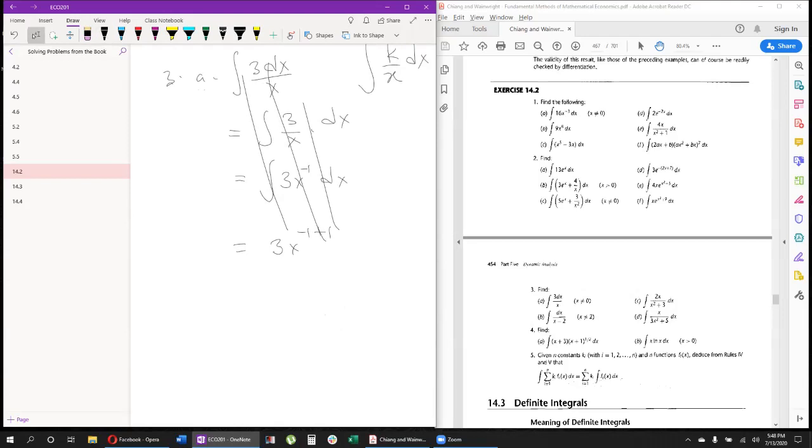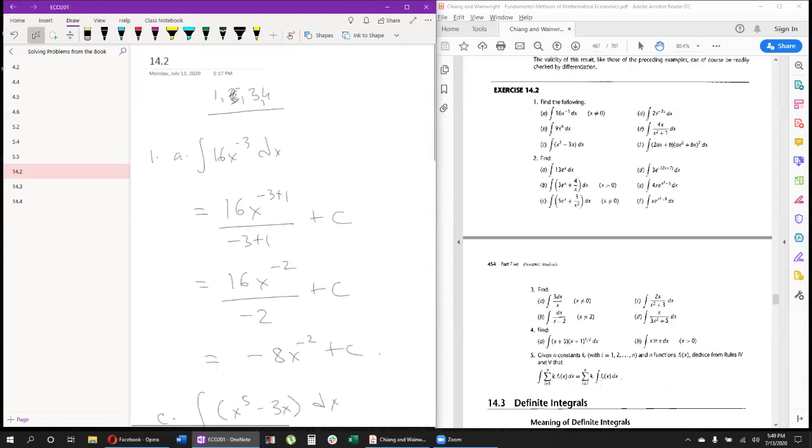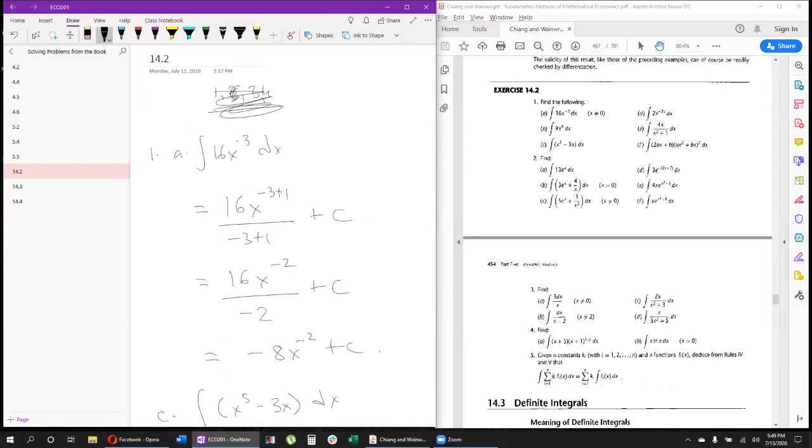Let's see which ones you can solve in that case. Actually, you know what? From 14.2, just do number 1. I've showed you A already. Try to do B. Try to do C. And try to do F. And you can just ignore the rest. Just try and do this.